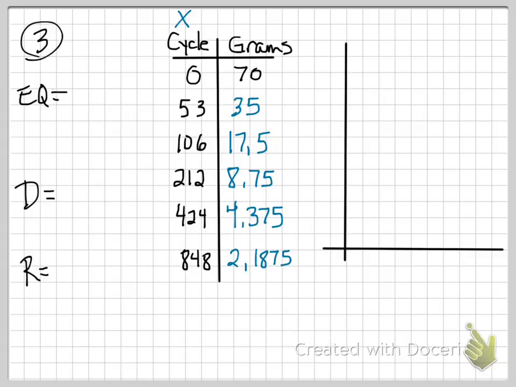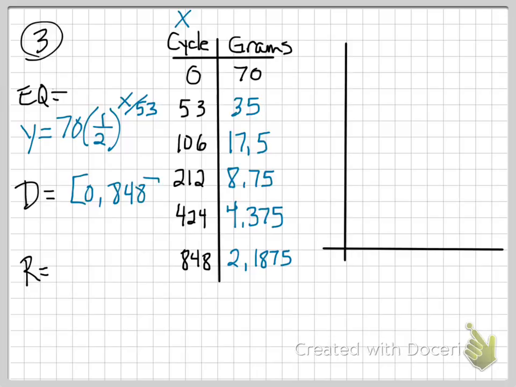Half again, 2.1875. Now let's look at the equation. Y equals, I started with how much? 70. And we're taking half each time. And how many years apart is it? 53. So it's x divided by 53. So my domain is going from 0 to 848 for this particular problem. We could see how many cycles it takes to get to 0.